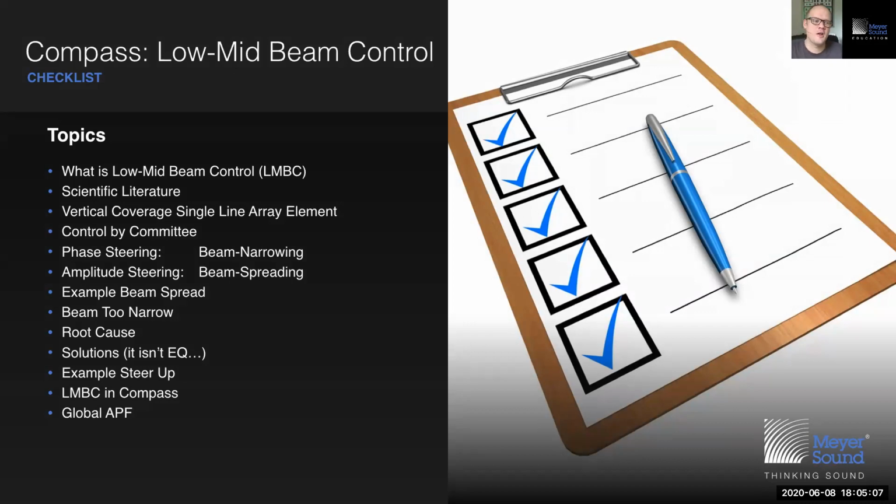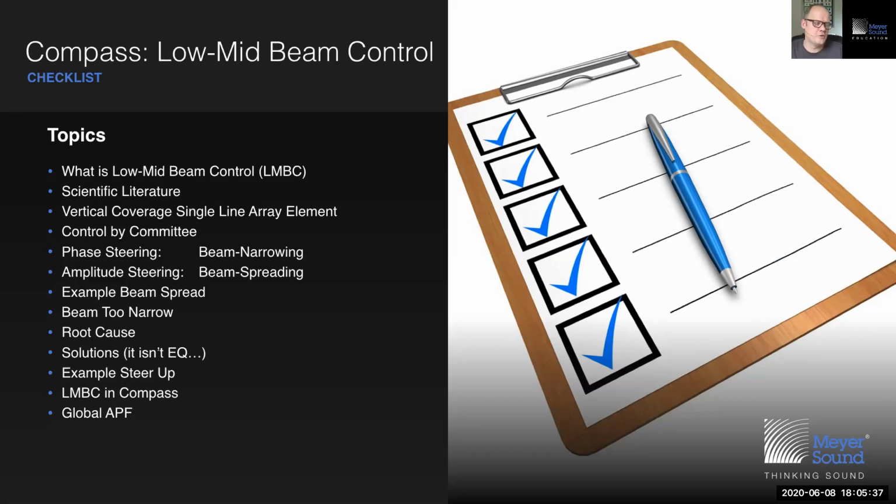Then we're going to talk about how we can use multiple of those elements in what is known colloquially as a line array, where we can then introduce control by committee. By organizing our line array elements in a careful and delicate way, we can achieve control by committee for the vast majority of audible frequencies, except, well, not all frequencies, as we're about to discover.